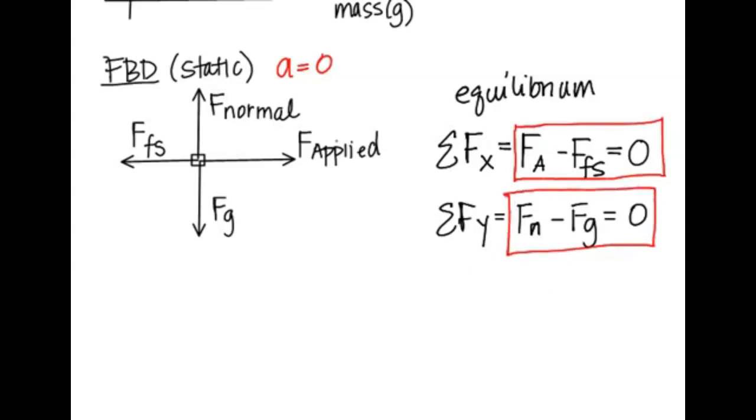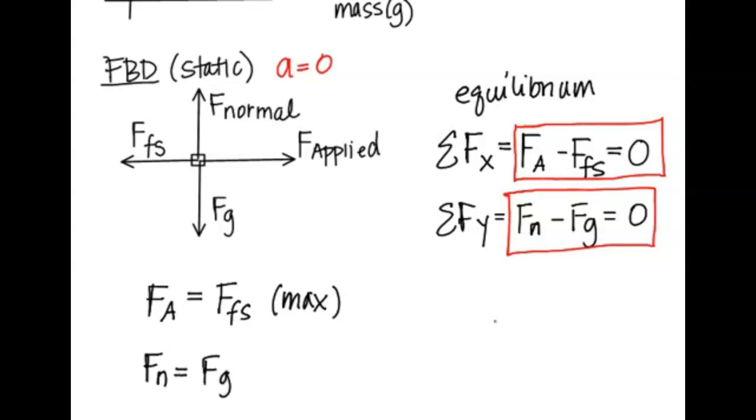That means if you take this equation here, the force applied has to be equal to the static friction force, the maximum static friction force. Because didn't the force get bigger and bigger and bigger until it was too much and it couldn't handle it anymore? So that was our maximum. And then also, isn't the normal force equal to the weight? If I rearrange those two equations.